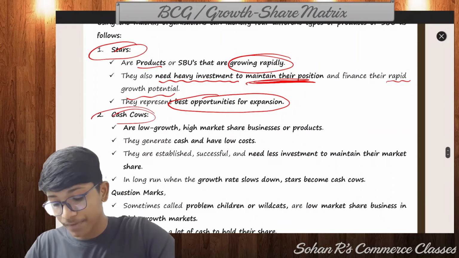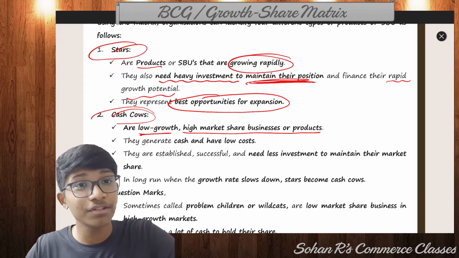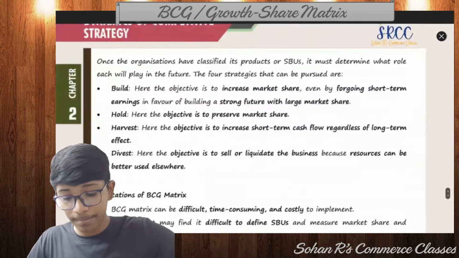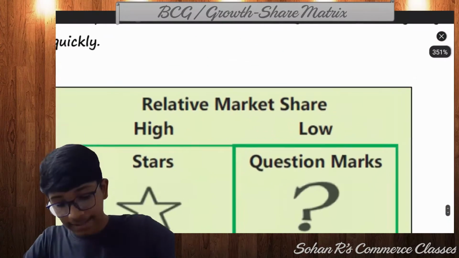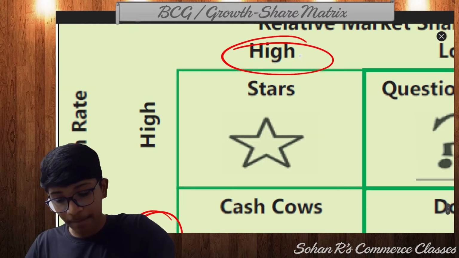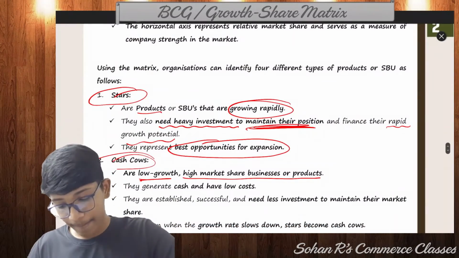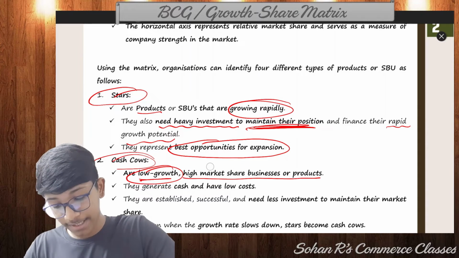Cash cows. They are low growth, high market share businesses or products. They have low growth. This is directly coming from the matrix. See, listen here. See these cash cows. They have a low growth rate, but they have high market share. So that's the same thing that they're writing in sentences. Low growth, high market share.